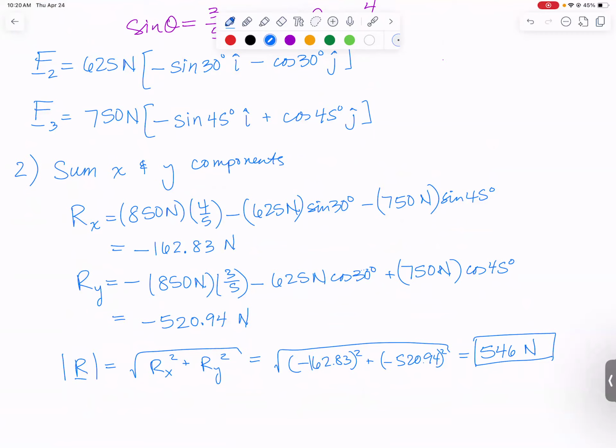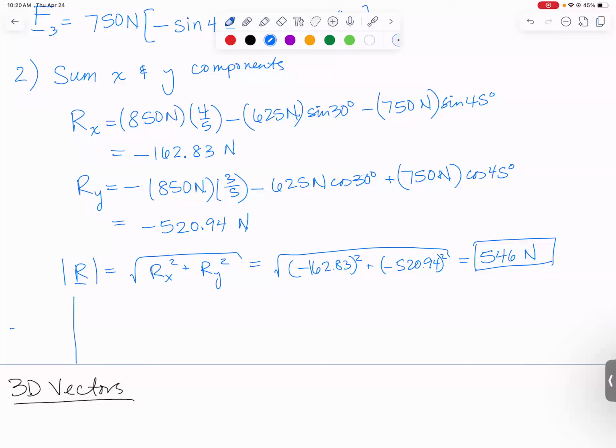And what about the direction? I find it very helpful to draw a little picture. We have a negative x. So we're going left 162 as well as down 520. So our resultant force vector is right there.